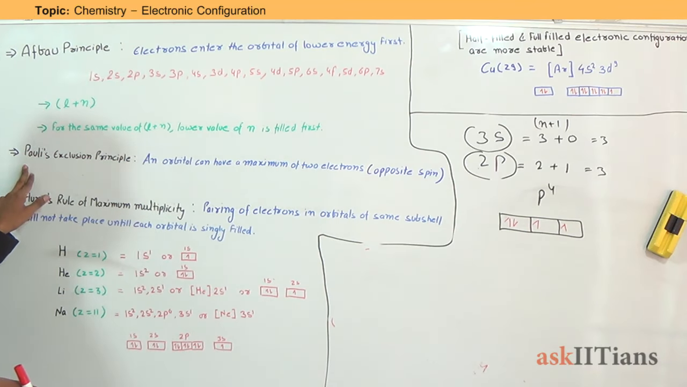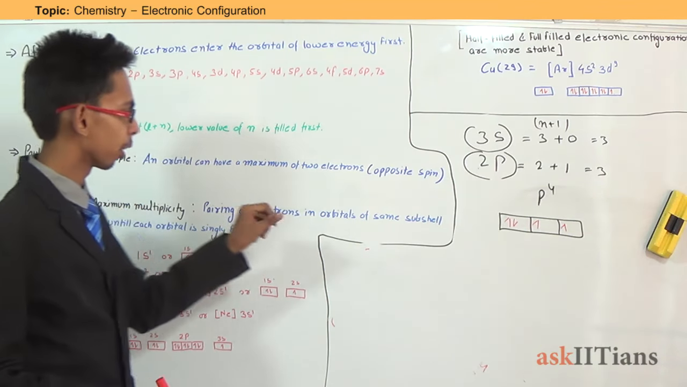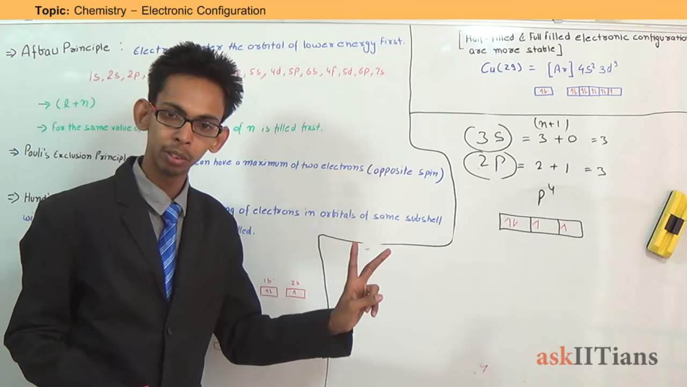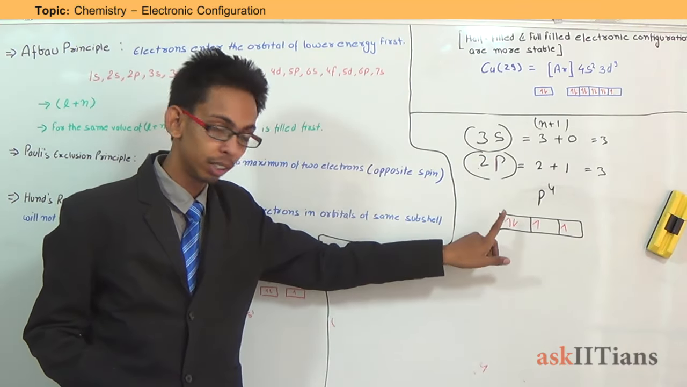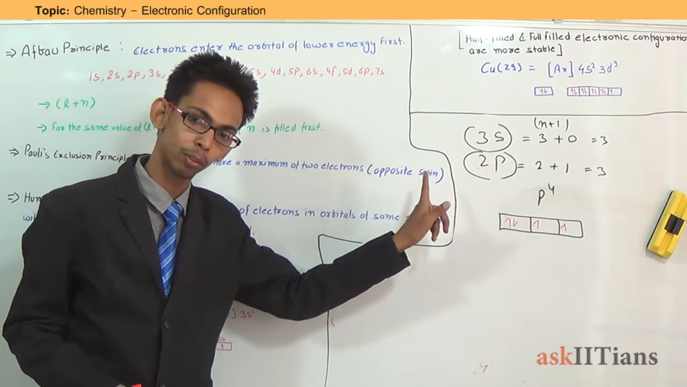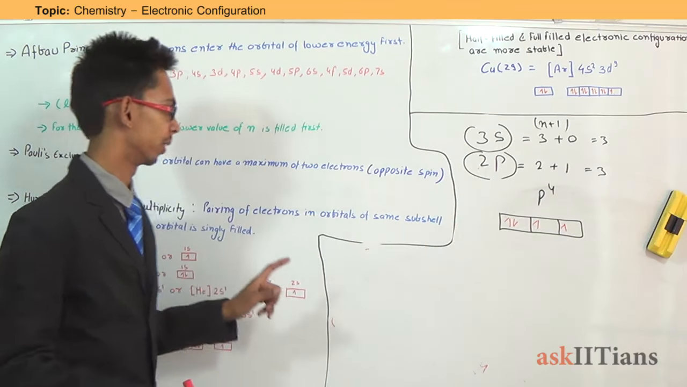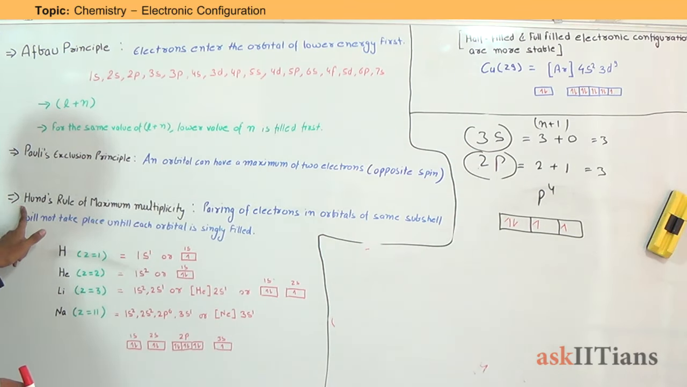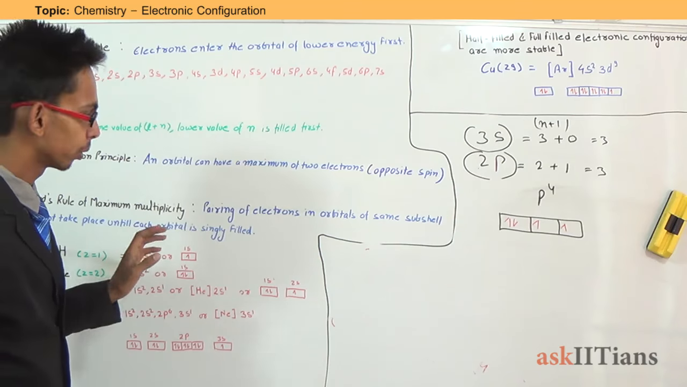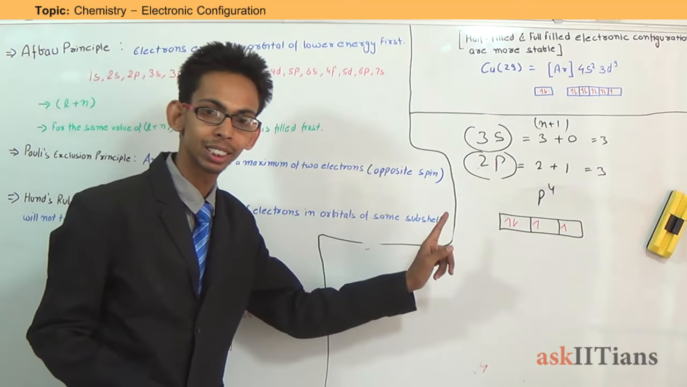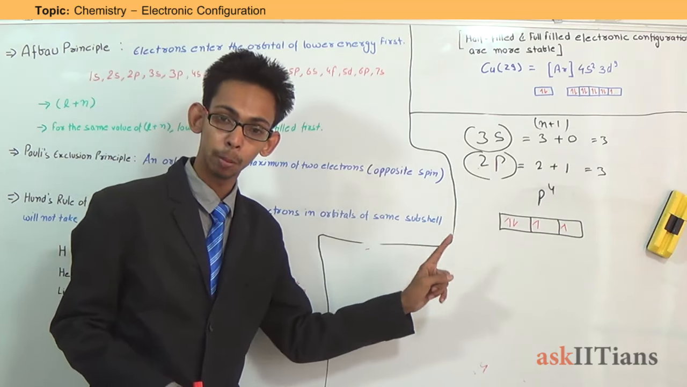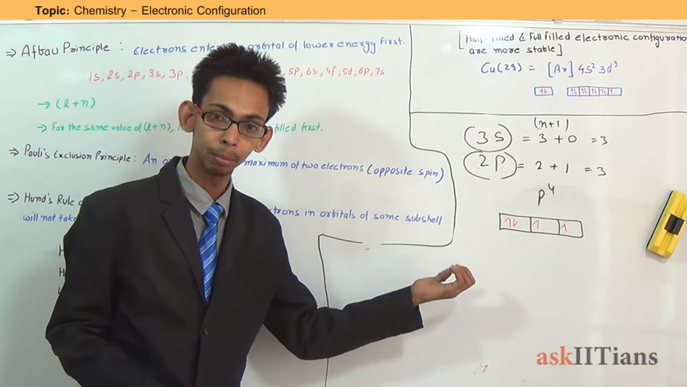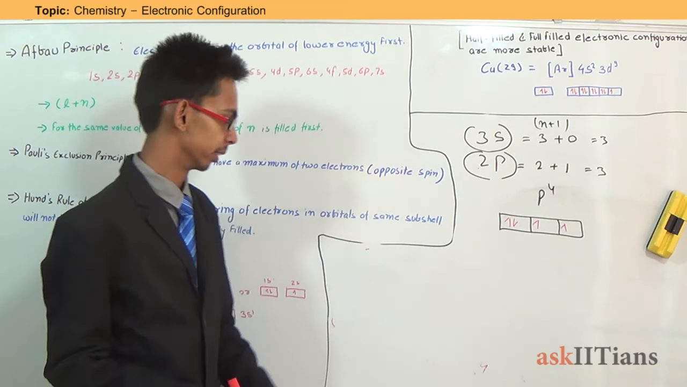The next one was the Pauli exclusion principle, according to which an orbital can have a maximum of 2 electrons, and those 2 must be of opposite spin. If one is clockwise, the other should be anti-clockwise. Next was Hund's rule of maximum multiplicity, according to which pairing of electrons will not start until all the orbitals of the same subshell are singly filled.